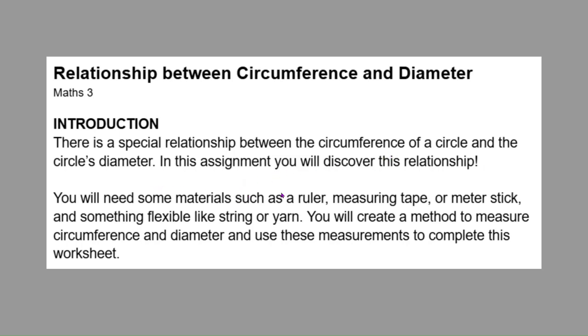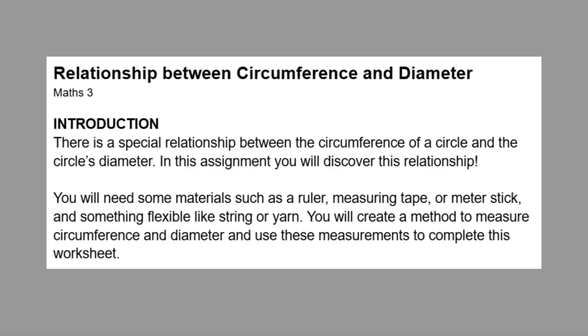So you're going to need some materials. Hopefully you have something to measure with, like a ruler, a measuring tape, a meter stick, and something flexible like string or yarn. You are going to create a method to measure the circumference and the diameter. And then you're going to use these measurements to complete the worksheet and discover the relationship. So you are going to create your own method here.